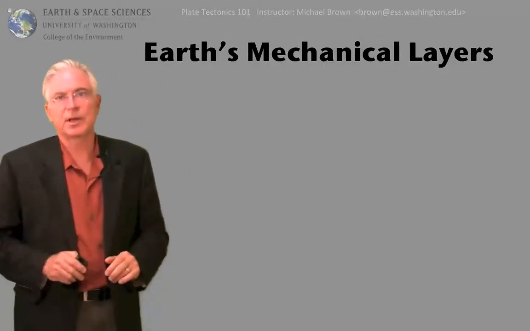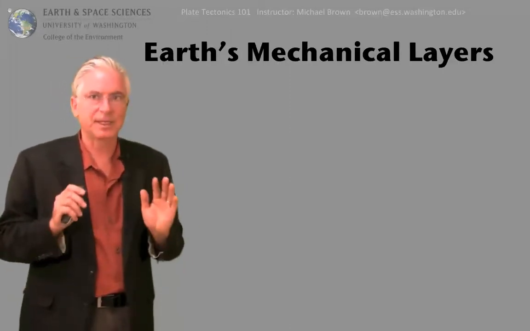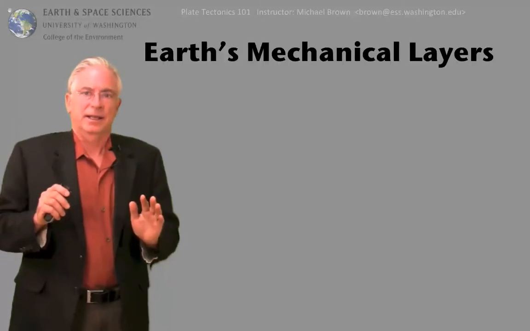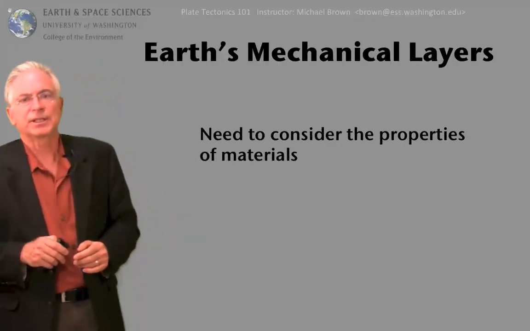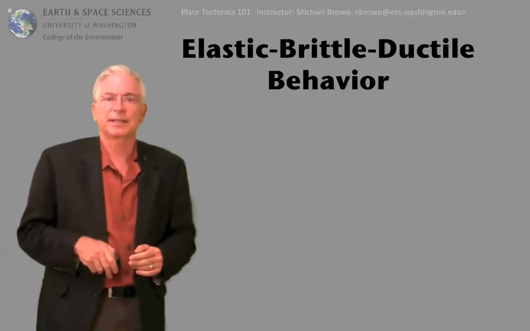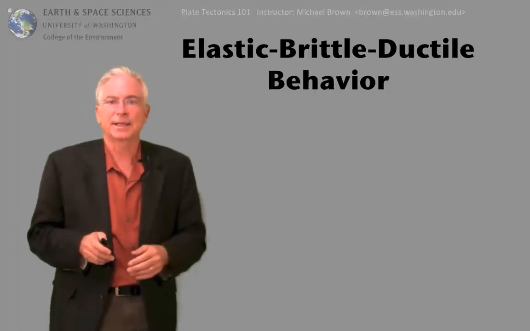Okay, we've covered the compositional layers. Let's talk about mechanical layering of the Earth. And this has to be a distinct idea in your mind from compositional layers. Let's consider properties of materials. And the properties that I want to talk about are elastic, brittle, and ductile behavior.